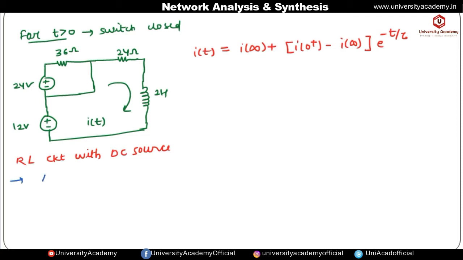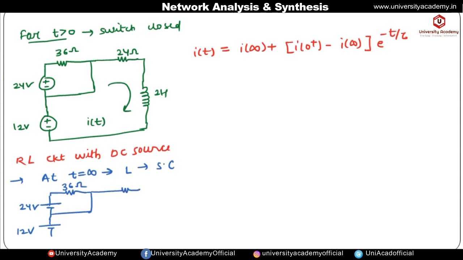So let us find out here. At t is equal to infinity, that is under the steady state, this inductor will be replaced by a short circuit. So our circuit will become like this: this will be 24 volt, I am drawing like this, and this is another battery, this is 12 volt. The resistance is there, this is 36 ohm, and this path is short circuited, and this is 24 ohm. Under the steady state this inductor will act as a short circuit.